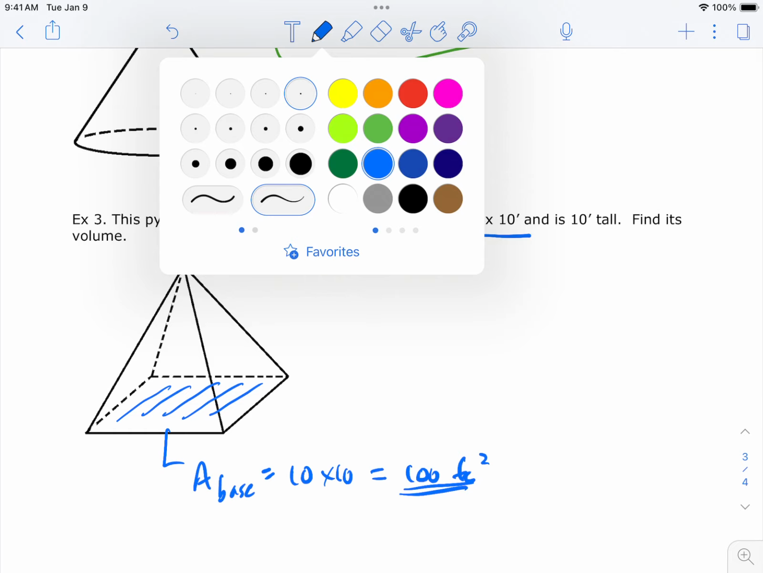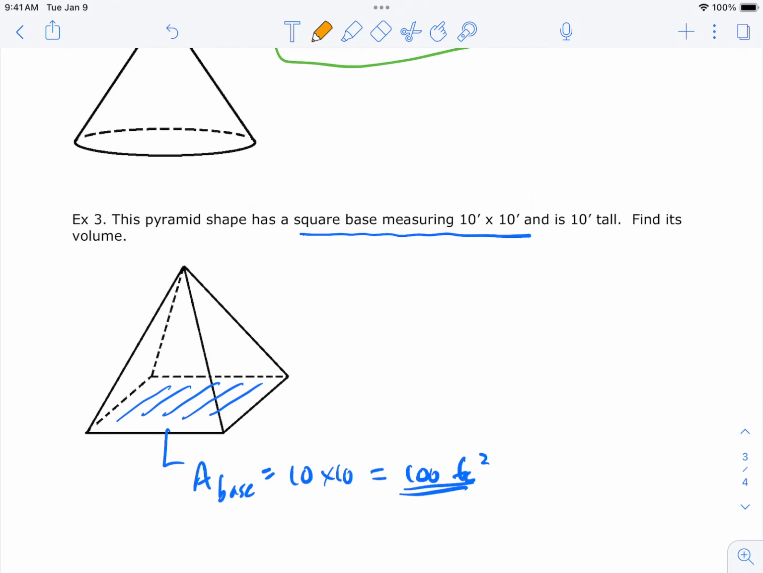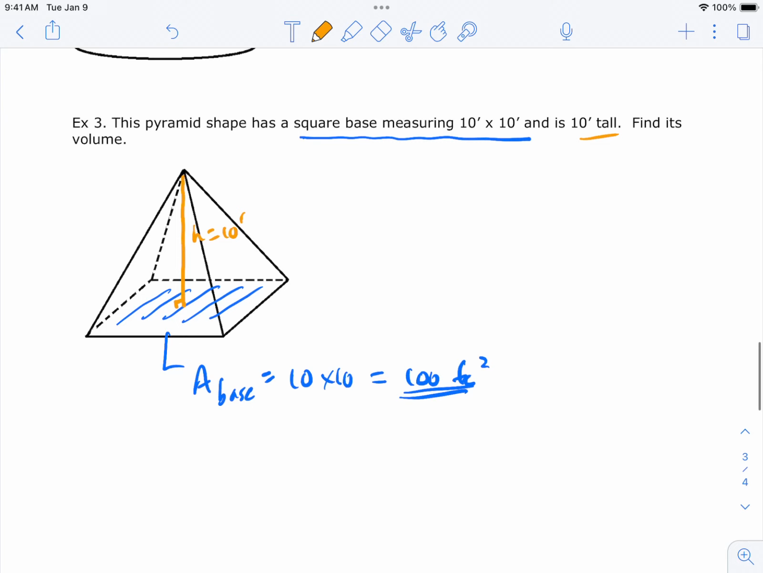Now we need to figure out how much was it extruded. It says it's 10 feet tall. Now when they say how tall it is, they are talking about straight up from the table, so to speak. And that's exactly what we want, so we're just golden. We got the 10 feet high. Cool. Again, straight up is what we wanted.